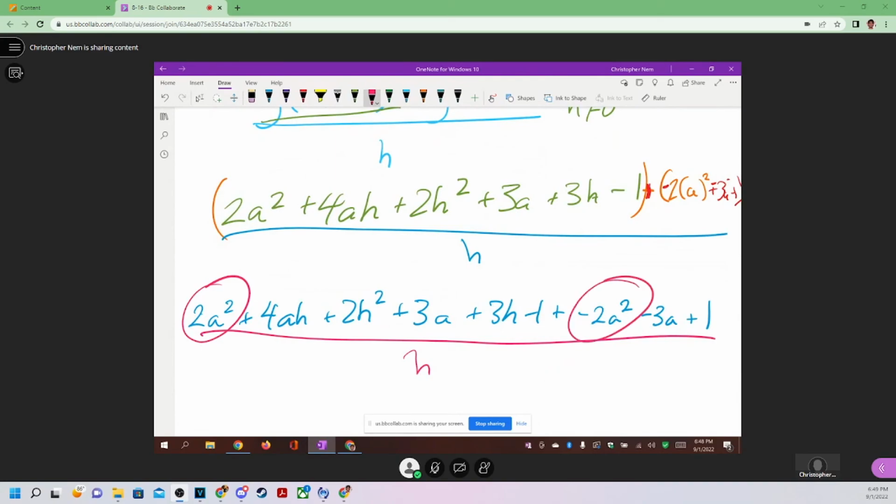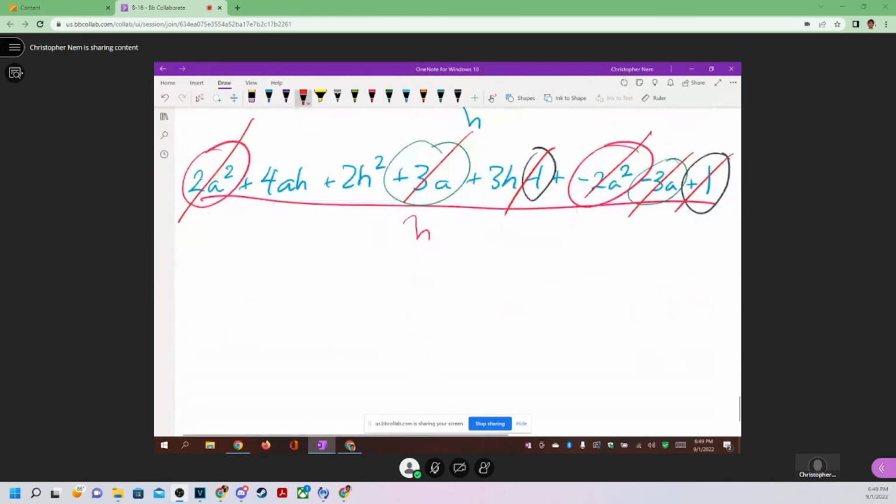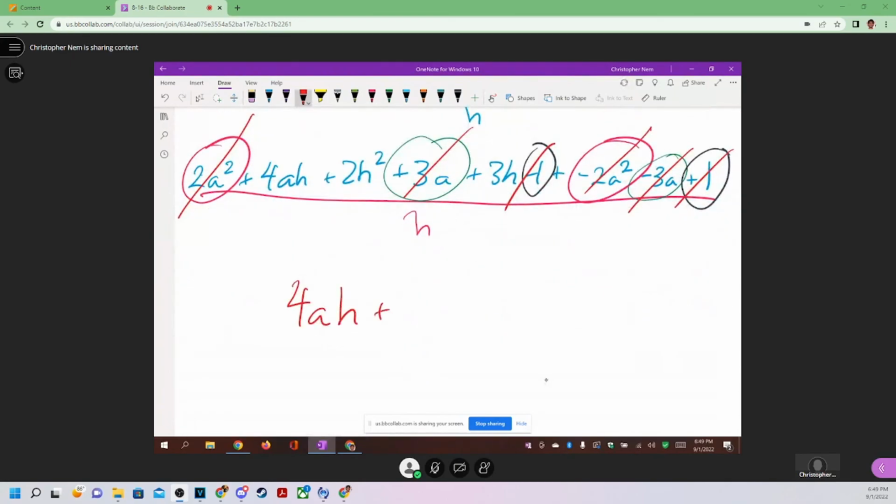2a squared with negative 2a squared. What other like terms do we have? We also have positive 3a and minus 3a. We also have plus 1 and minus 1. Well, things are playing out nicely because if you notice, this cancels out with this, this cancels out with this. They get zeroed out. This cancels out with that. So all we're left with is 4ah plus 2h squared plus 3h over h.